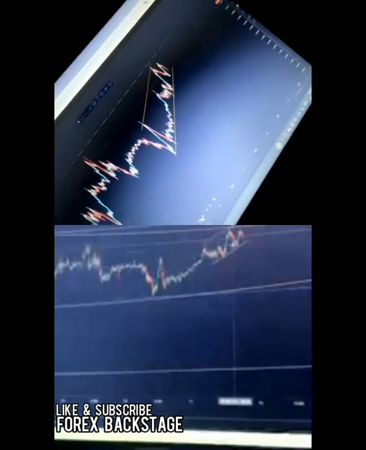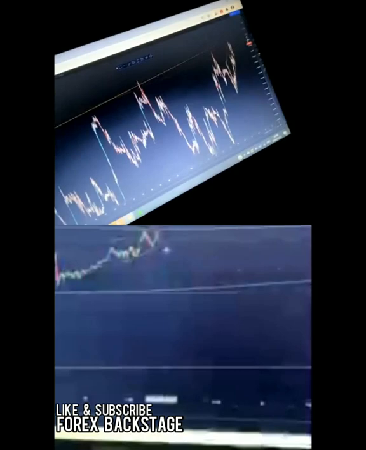Rising wedge formation. So my entry can be based on the break of that rising wedge.